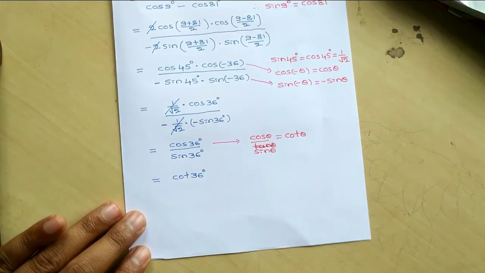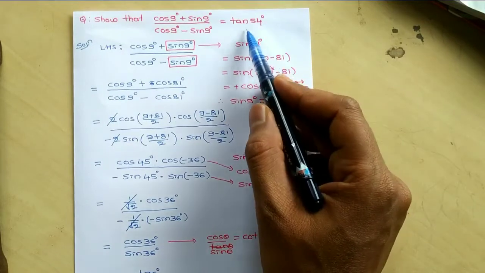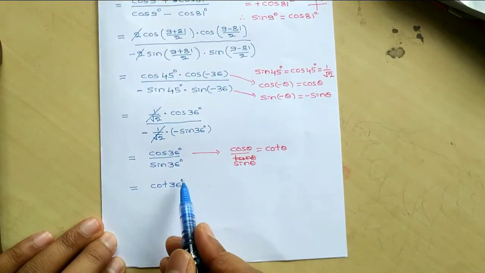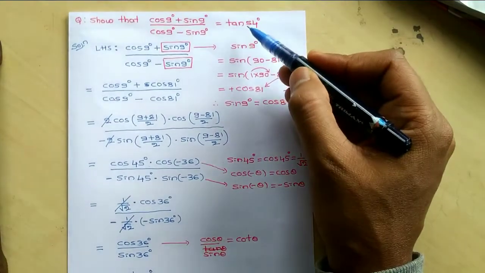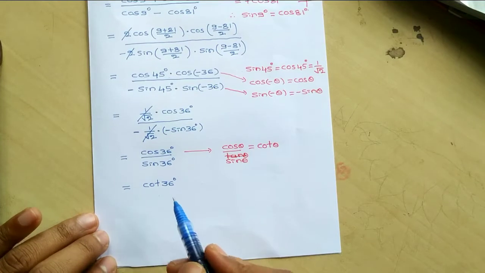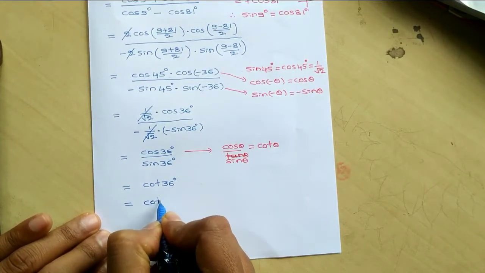Cot 36 degree. But the answer you need to show is tan 54 degree. Correct. Tan 54 degree. But here we are getting what? Cot 36 degree. So next, to get this tan 54 degree, again here I am going to apply the allied angle formula. Therefore, see now how I am going to do. Cot is there.